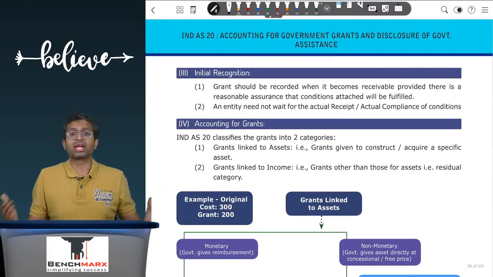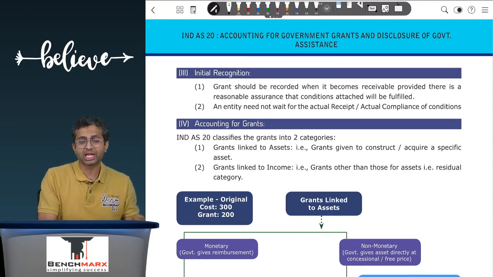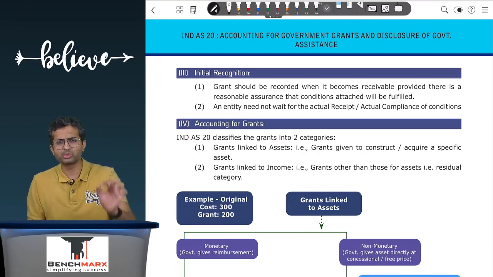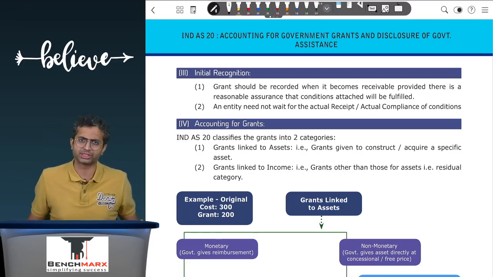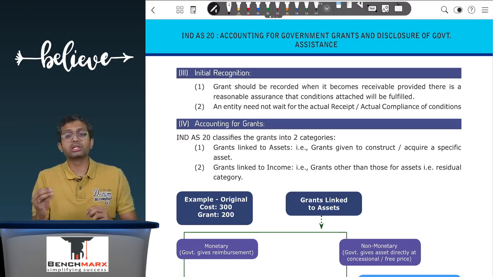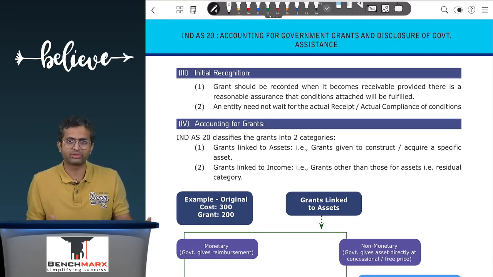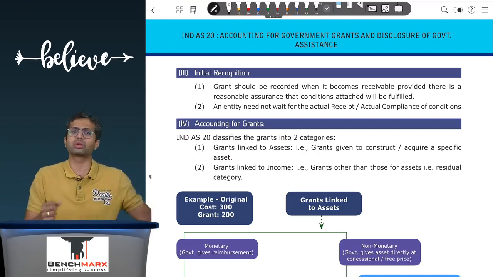Next, what are the types of government grants? Well, there are two types of government grants. There are grants linked to assets and then there are grants linked to income. Grants linked to assets have been defined as grants which are specifically for the acquisition or construction of a particular asset. On the other hand, grants linked to income have been beautifully defined as grants which are other than grants linked to assets, which means every other grant. You don't need to actually show that it is linked to earning income or incurring an expense.